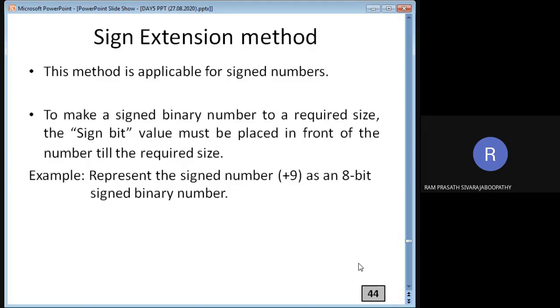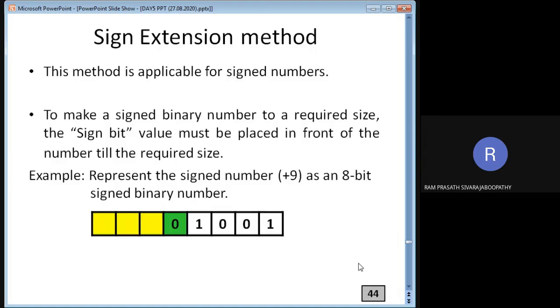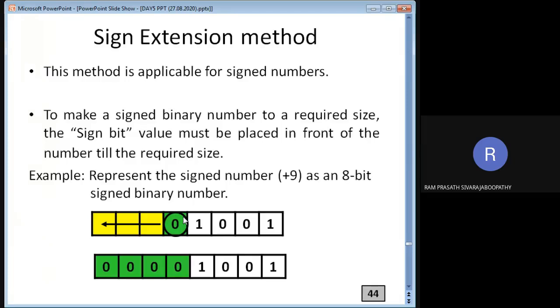ஃபார் எக்ஸாம்பிள் represent the signed number +9 as an 8 bit signed binary number. ஸோ +9 அப்படின்னா 5 பிட்ல ரெப்ரசென்ட் பண்ண முடியும், கரெக்டுங்களா? ஸோ 1001 ஃபர்ஸ்ட் நம்ம என்ன பண்ணியிருப்போம்? 0 எழுதியிருப்போம், அடுத்து 1001 போட்டிருப்போம். ஸோ திஸ் இஸ் த பாசிட்டிவ் ரெப்ரசன்டேஷன் ஆஃப் தி நம்பர் 9. ஓகே, இஸ் இட் கிளியர்? இப்போ நான் வந்து இதோட சைஸ் வந்து என்ன சொல்றோம்? 8 பிட் ஐ ஹாவ் டு எக்ஸ்டெண்ட். அப்போ சைன் பிட் என்ன இருக்கு? 0. இதை நான் எக்ஸ்டெண்ட் பண்ணி கொண்டு போகலாம்.